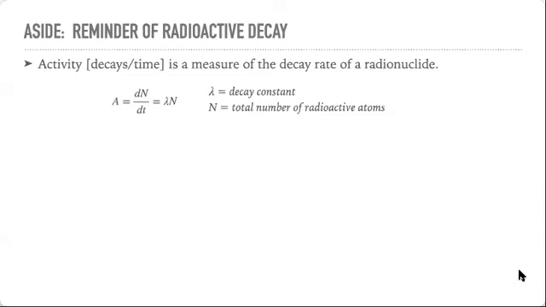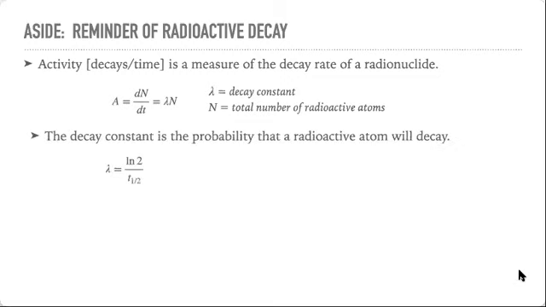All right, so I want to take a brief aside here because I think that radioactivity is something that a lot of times as graduate students we don't really think about. So I just want to review quite quickly the radioactive decay equations that are useful. We care about activity, which is decays per unit time. It's measured by the decay rate of a radionuclide. So that's A, the number of radioactive atoms divided by time, and it is characterized with a decay constant.